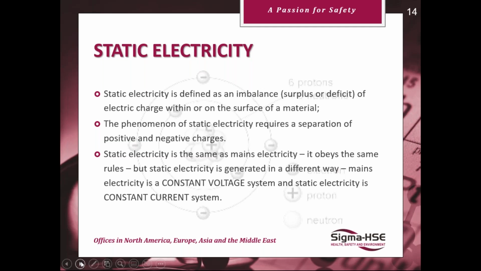Static electricity is the same as mains electricity. It obeys the similar laws, but static electricity is generated in a different way. Mains electricity is a constant voltage system. As you know, in America it's 120 volts. In the UK it's 220, 240, as a lot of Europe is. But static electricity is a constant current system. So in a constant voltage system, the amperage changes. In a constant current system, the voltage can change.